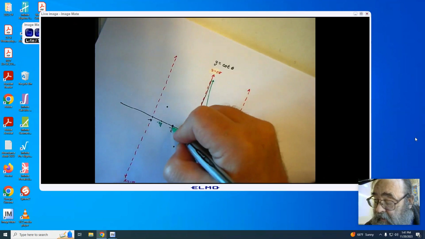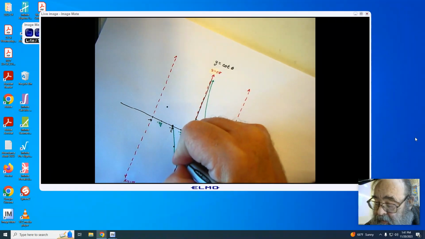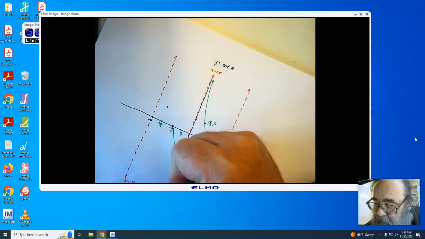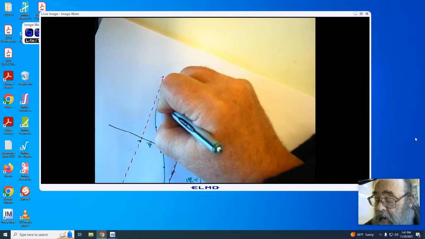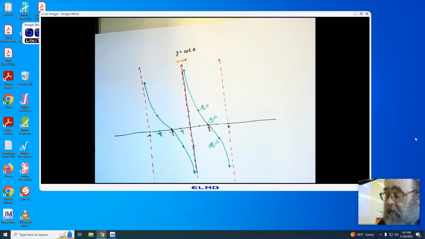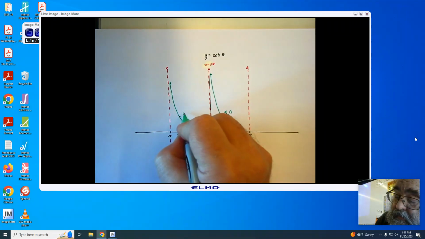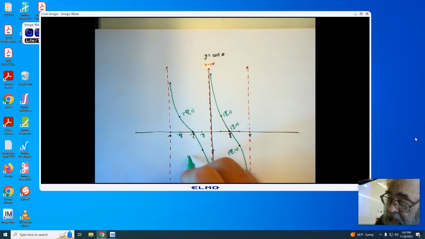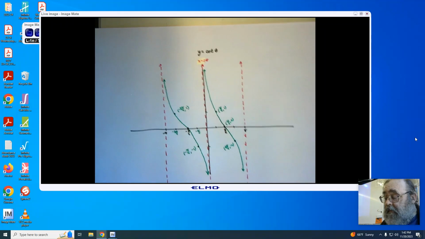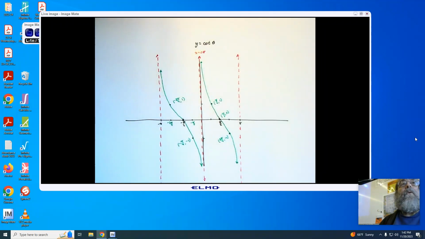Once again, we have concave down and decreasing, then concave up and increasing. We label our points, negative 3 pi over 4, comma 1, and negative pi over 4, comma negative 1. And this is graphing cotangent.